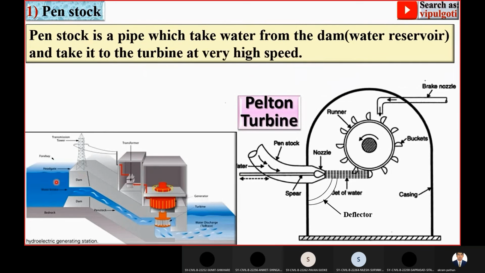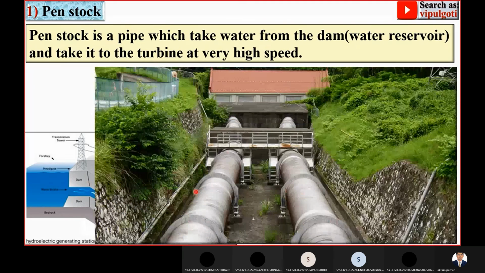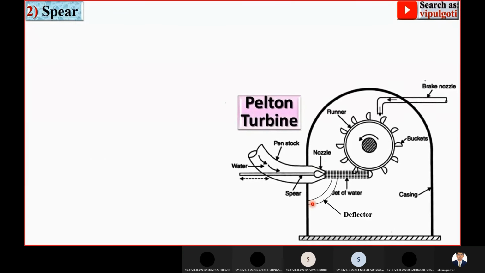So penstock is a pipe which takes the water from the dam, that is the reservoir, and takes it to the turbine at the inlet at very high speed. So look at this. This is a pipe which is coming from the dam itself. Then the second important component part is the spear.